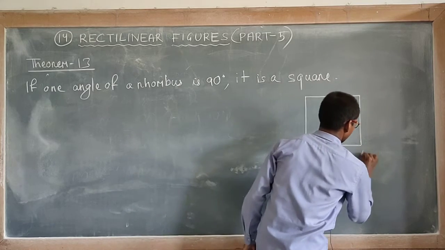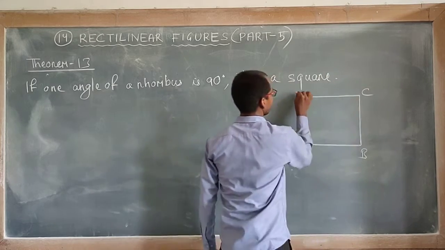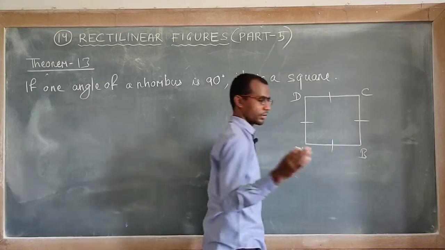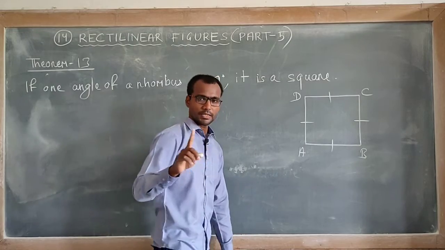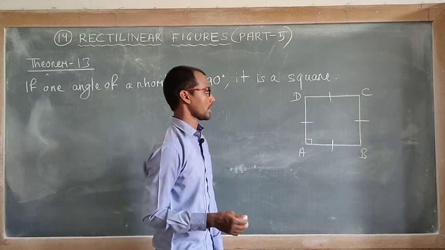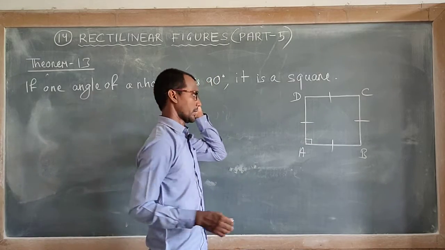A, B, C, D, all the sides are equal because it is a rhombus. Okay. One angle is given, 90 degree. Suppose let us take angle A is 90 degree. Okay. We are going to prove that it is a square.